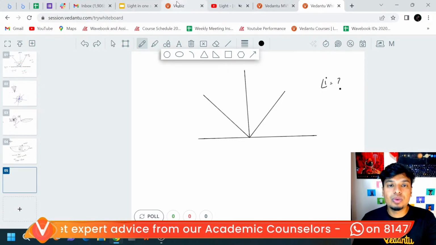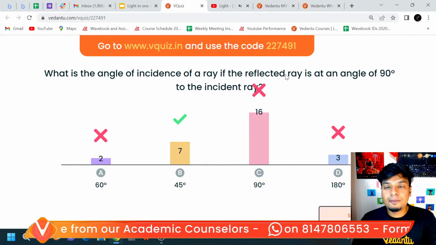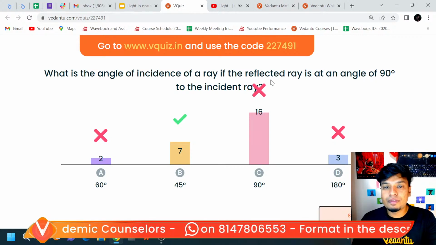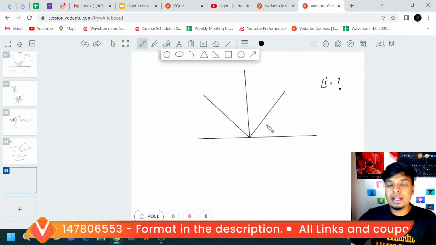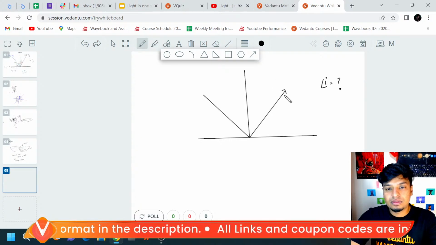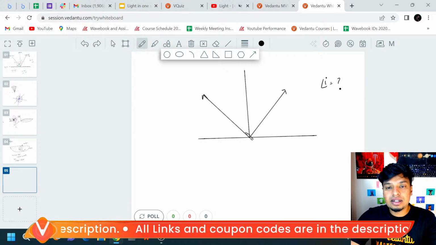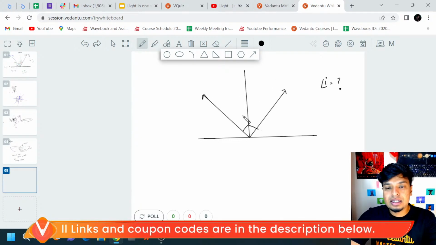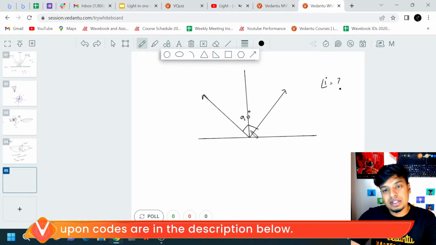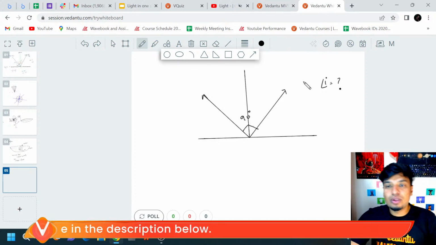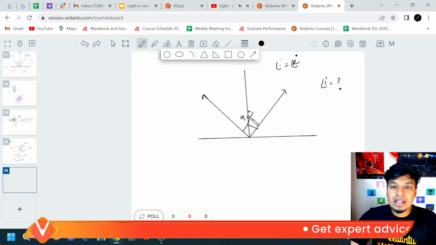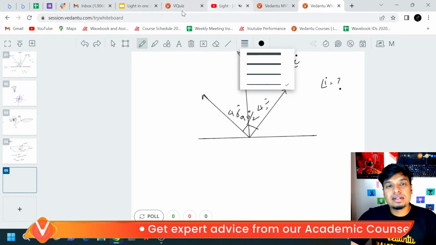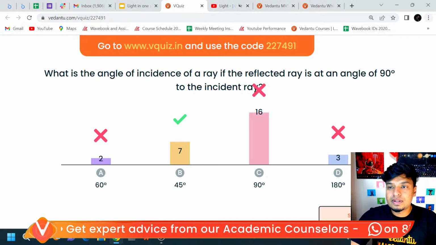What is given to us? The reflected ray is at an angle of 90 degrees to the incident ray. So the angle between the reflected ray and the incident ray, this entire angle, is 90 degrees. We already know that i is equal to r. So this will be 90 by 2, so it will be 45. The answer is 45 degrees. Got it?